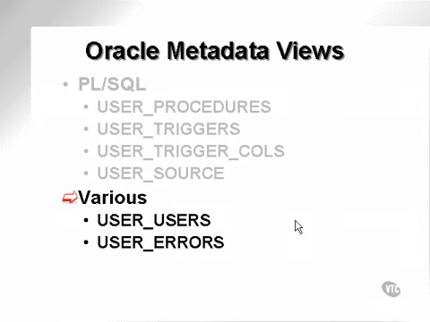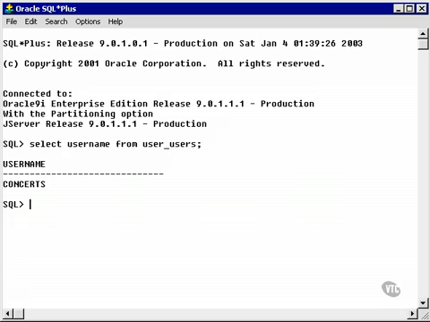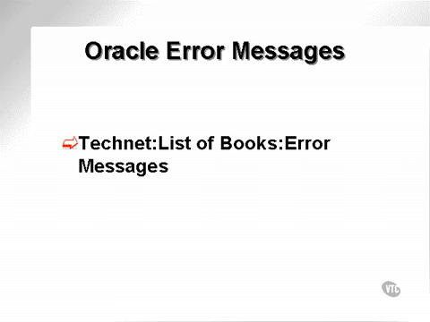Further metadata views are USER_USERS and USER_ERRORS. For the USER_USERS view, currently I'm not sure who I'm logged in as, so I can type select username from USER_USERS, and I find I'm logged in as Concerts. On the TechNet website, under List of Books, there's a book called Error Messages. There are many error messages potentially produced by the Oracle database in various different tools. This book is very comprehensive and provides detailed descriptions of all error messages.